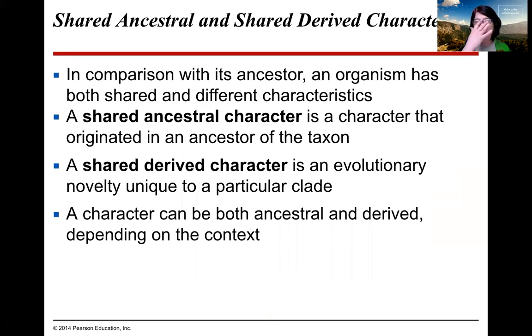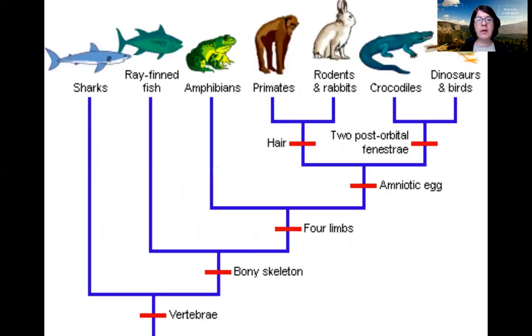In comparison with its ancestor, an organism has both shared and different characteristics. Remember, descent with modification: we share characteristics with our common ancestor, but also have differences. A shared ancestral character is a character that originated in the ancestor of the taxon. A shared derived character is an evolutionary novelty which is unique to a particular clade. And a character can be both ancestral and derived depending on the context.